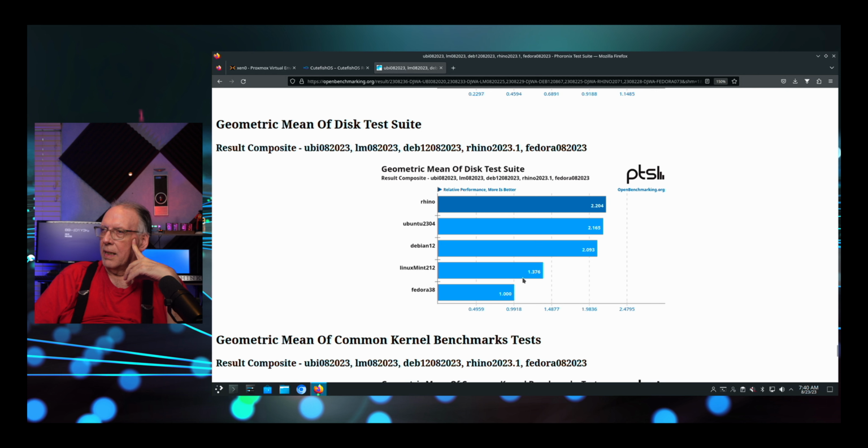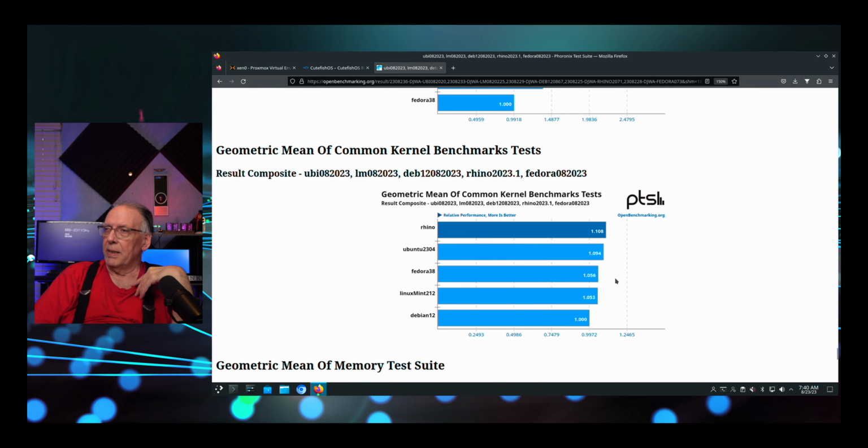Geometric mean, same thing here. Fedora was picked as the baseline for the disk. It was 1, but if you want to know how fast Rhino is, it's 2.3 times faster than Fedora. Ubuntu is 2.1 times faster. Debian, 2 times faster. This is all being tested on the same machine, the same hardware, and the same NVMe drive. Common kernel benchmark tests.